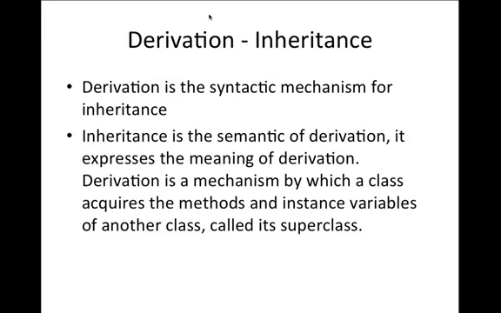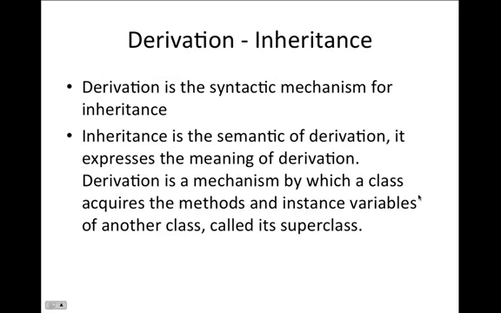What do I mean by derivation? Well, it's inheritance. To derive one class from another. So it's a semantical mechanism for inheritance. And we've seen before it's that colon and then space and then the next object. We don't actually put access methods associated with it. It's assumed to be public. And the inheritance is semantic derivation. It expresses the meaning of the derivation. So the derivation is the mechanism by which the class acquires the methods and the instance variables of the other class. It's called its superclass.